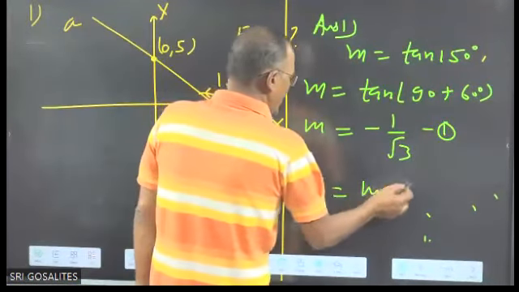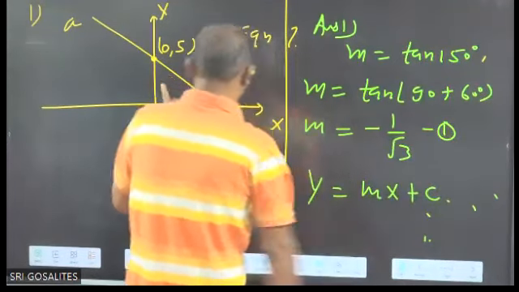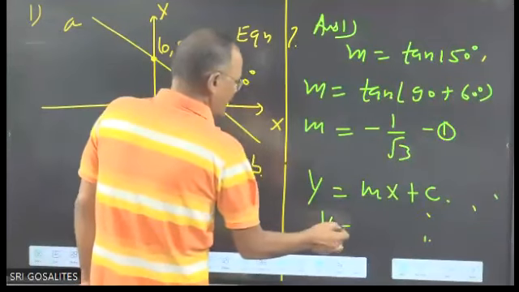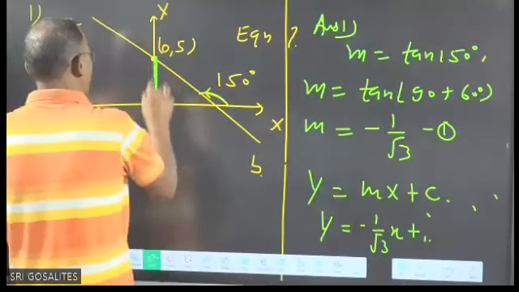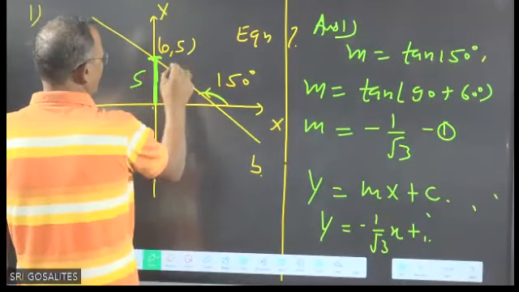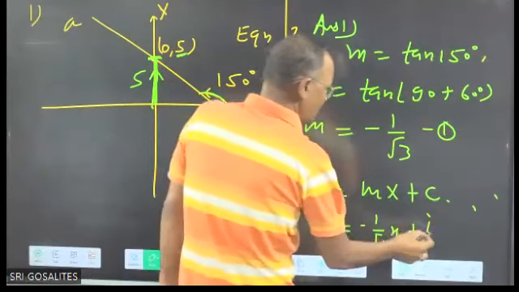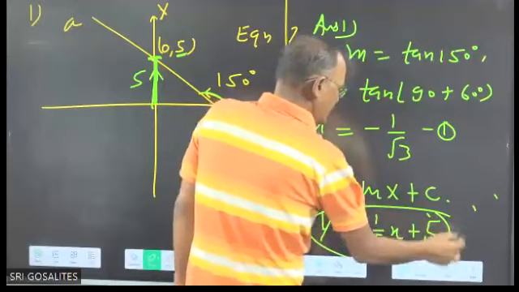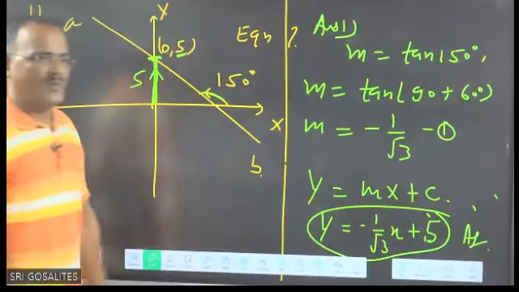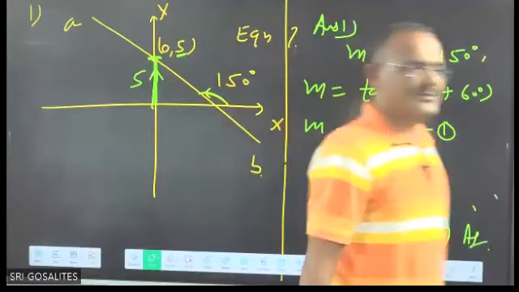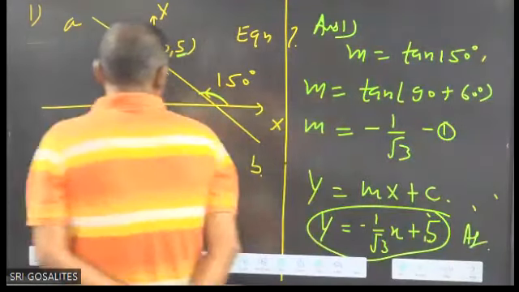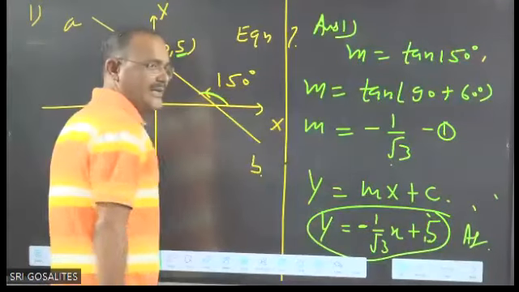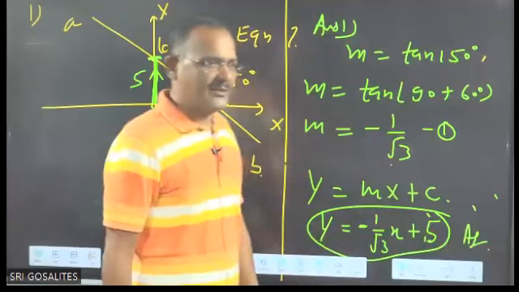It is y equals mx plus c, right? But m is negative. So minus 1 by root 3 x plus what is this? How much is the intercept? 5, because the y coordinate is 5. So this is 5. That's the answer. Any problem? Yes. Minus 1 by root 3, because the slope will be negative. Tan 150 is negative.